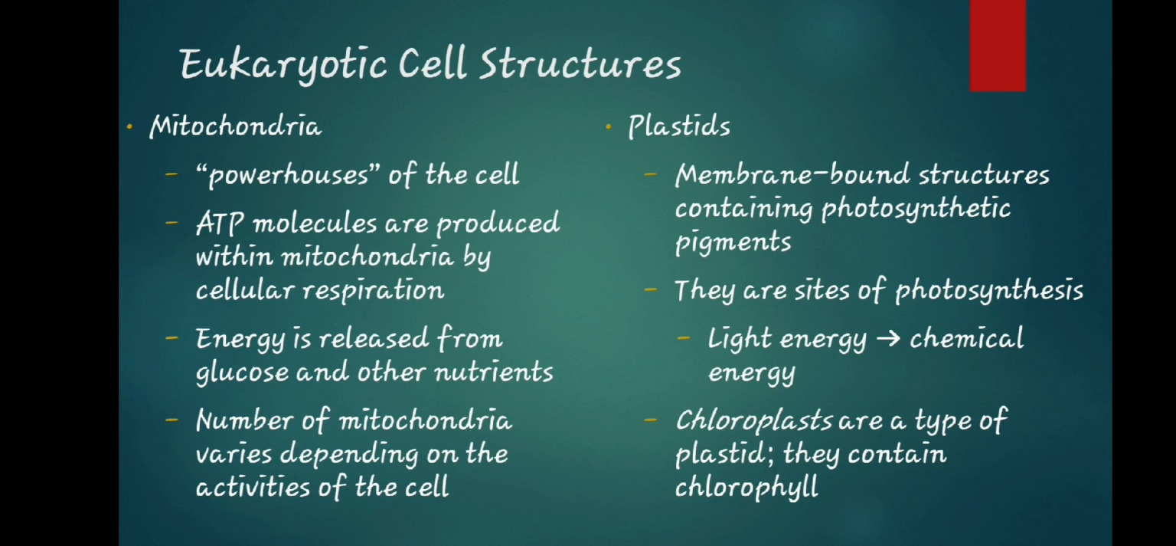Next to mitochondria is plastids. Plastids are membrane-bound structures containing photosynthetic pigments. They are sites of photosynthesis, so plastids can also convert light energy to chemical energy. One of the types of plastids is chloroplasts because they contain chlorophyll.